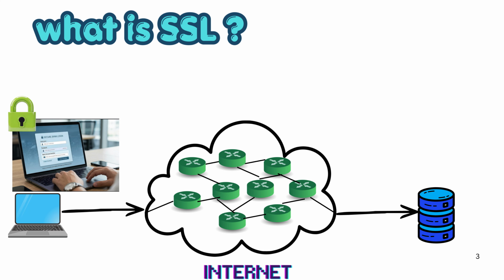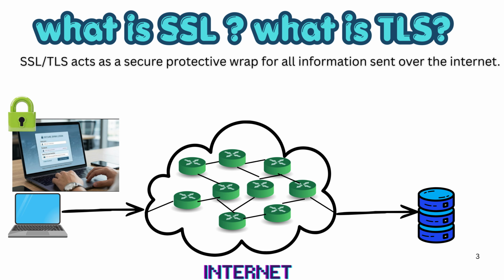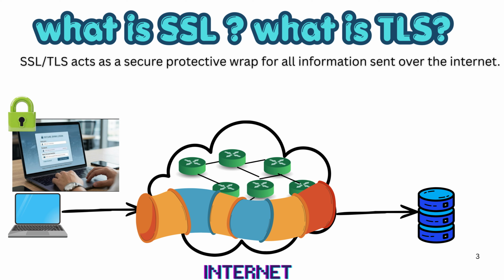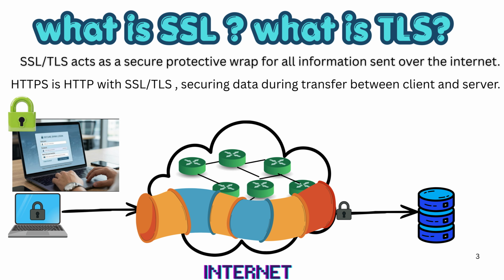SSL and TLS solve the problem of unsecured data transfer by creating a secure, protected tunnel across the Internet. Through this SSL tunnel, a client and server can safely exchange information. This is what HTTPS represents: an HTML web page transferred using HTTP but secured with an SSL tunnel. However, SSL and TLS are not limited to protecting websites. They can secure other types of data transfer as well.